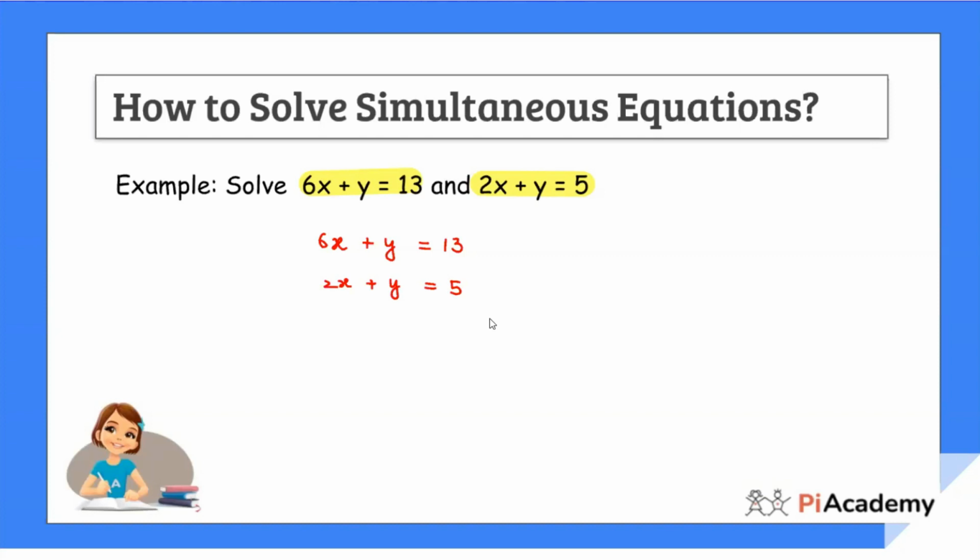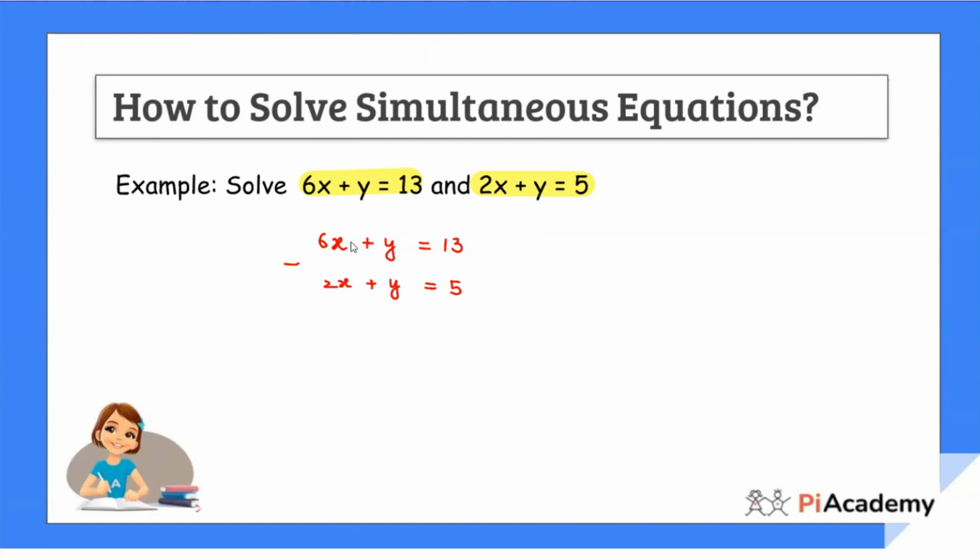Let's say if I'm adding, then what I'm going to get is 6 plus 2, that is 8x, and y plus y, that is 2y. So I'm not able to remove any one of them, right? So that's why I will not add. Okay. So what I will do is subtract. So let's do the subtraction. After subtracting, what will happen? So it is very clear.